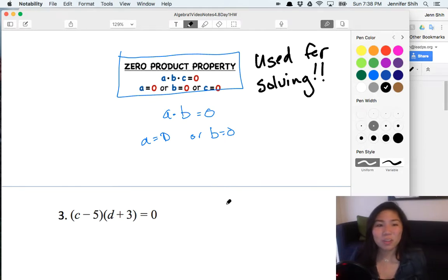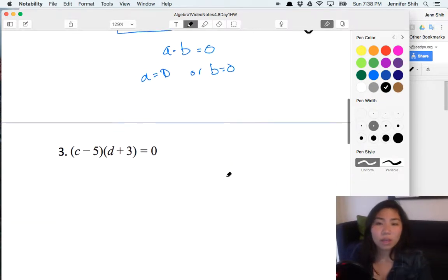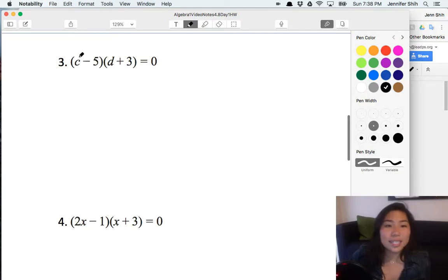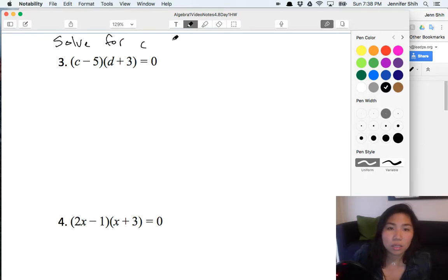So for example number 3, you can go ahead and copy it down. If this video is going too fast, you can always pause the video, copy down the example, and then I'll just meet you right back where you left off. So for example number 3, we need to solve for C and D in this case.